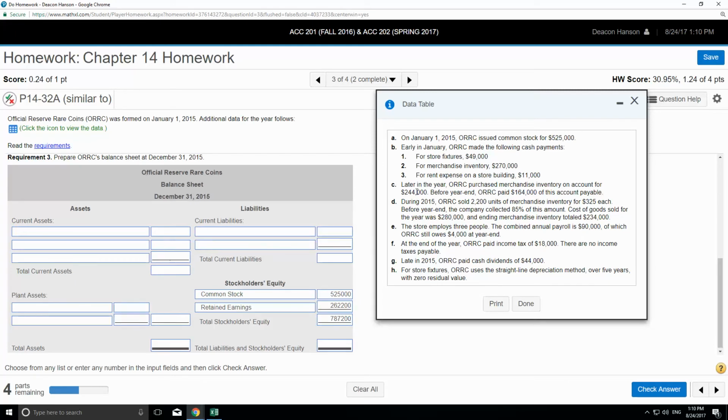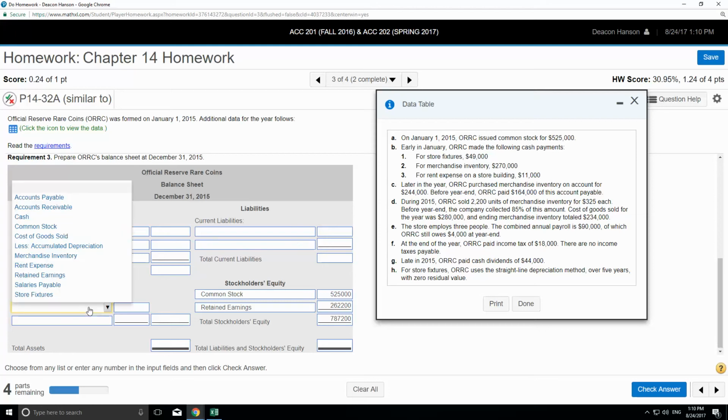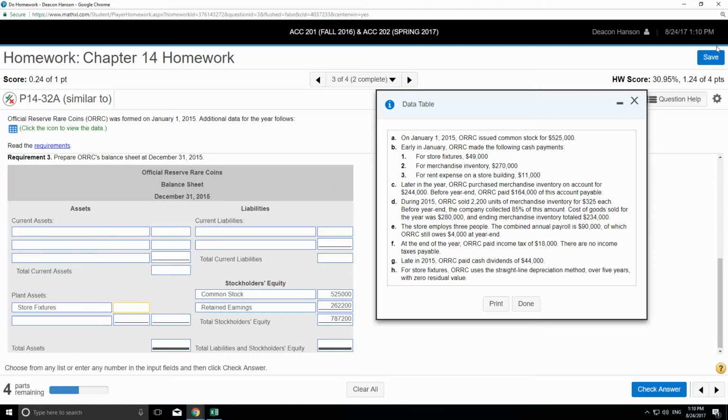Now let's go to item B. Early in January, they made the following cash payments. So they bought store fixtures. So we now have store fixtures of 49,000. They purchased inventory, but they ended up buying more inventory in item C. You see that? So they bought 270,000 in inventory, then they bought 244 more. Okay.